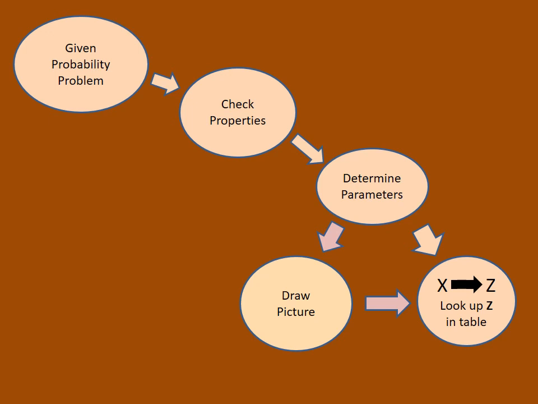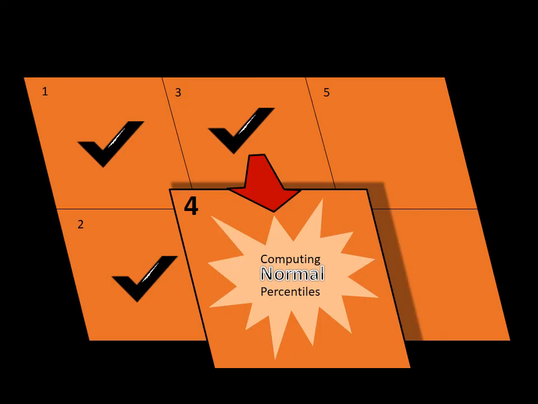To repeat the procedure for you to use, given a probability problem, check the three properties to see if the distribution is normal. Determine the parameters mu and sigma. Draw the picture, and then convert x to z to find the answer in the table. Part 3 is now complete. We suggest working some problems dealing with normal probabilities before going on to Part 4, computing normal percentiles.